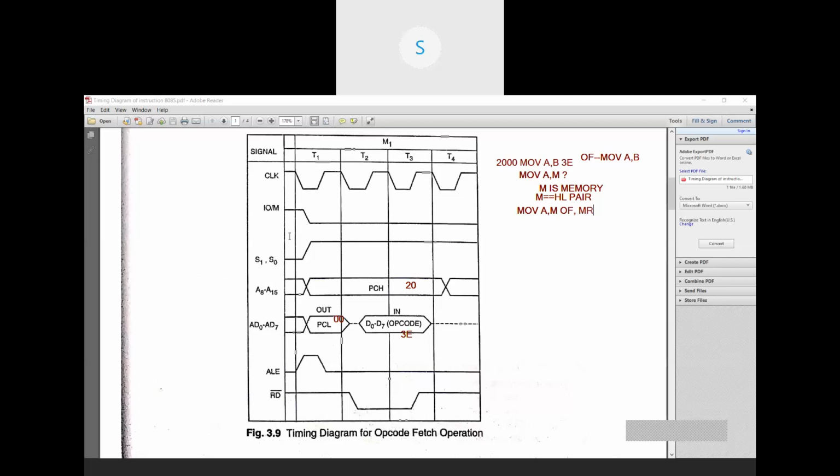Then this diagram is not sufficient to cover this instruction. So all MOV instructions do not have the same cycles. Along with this, the memory read cycle will come, so the timing diagram of the memory read cycle also has to be included. You have to understand how many machine cycles are related to an instruction, then you can draw the whole timing diagram.